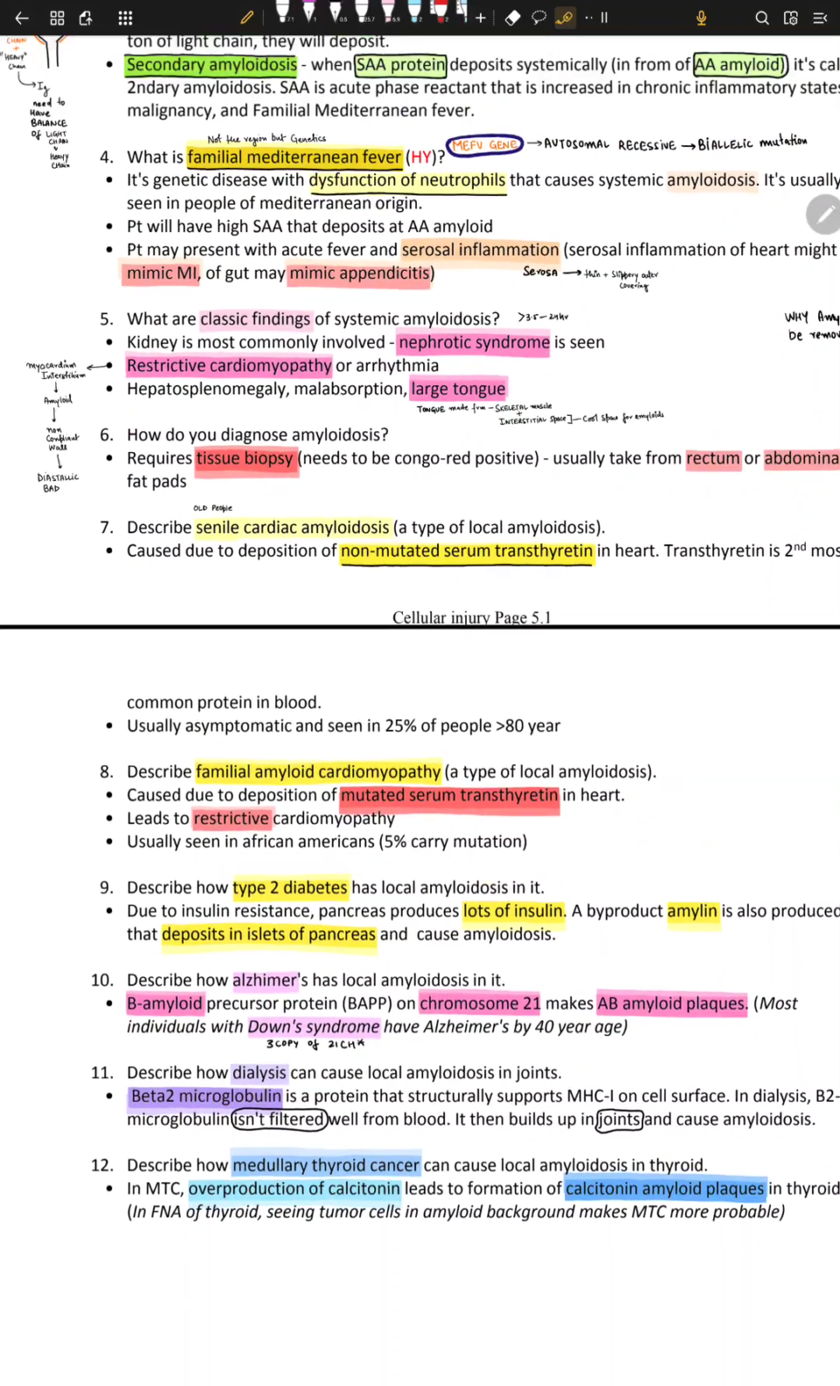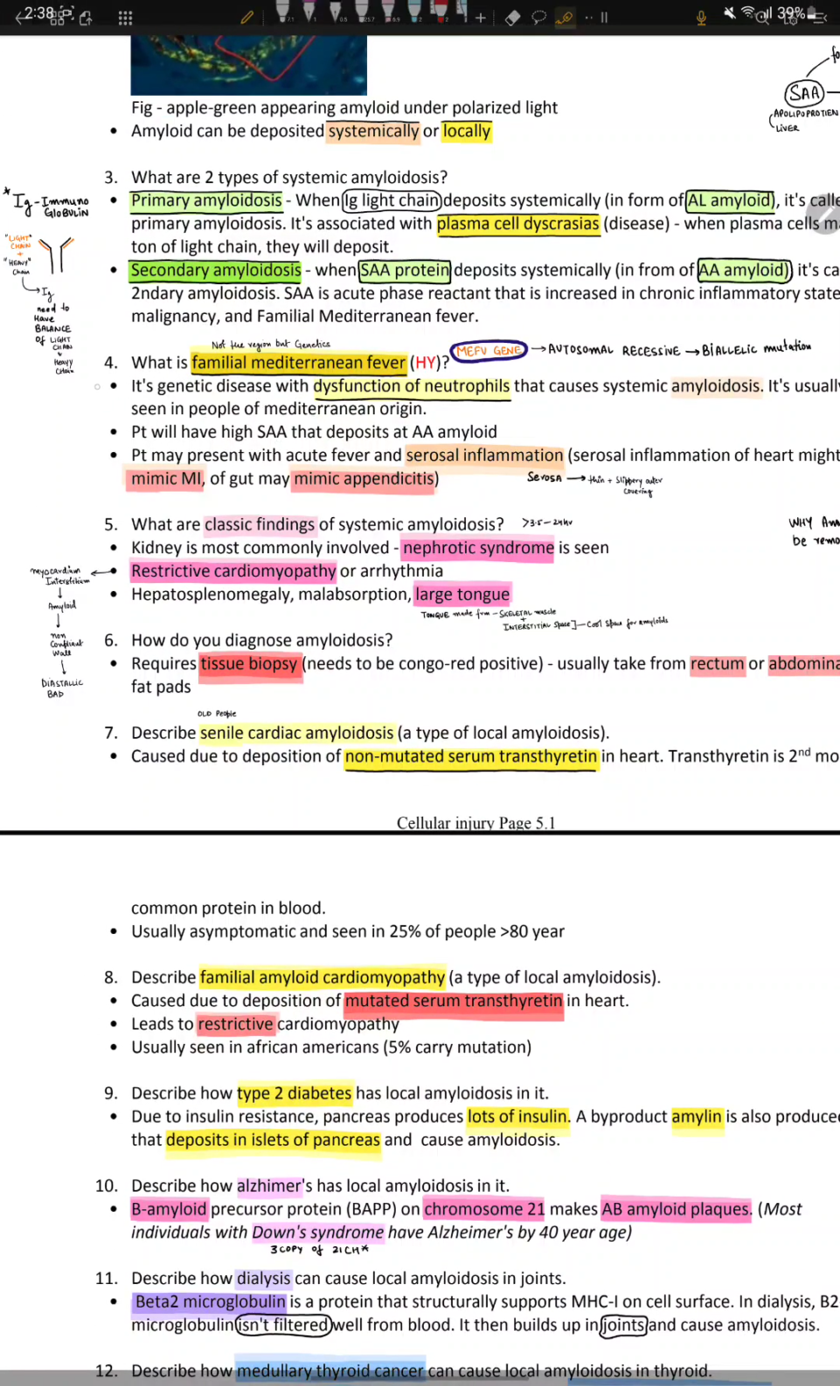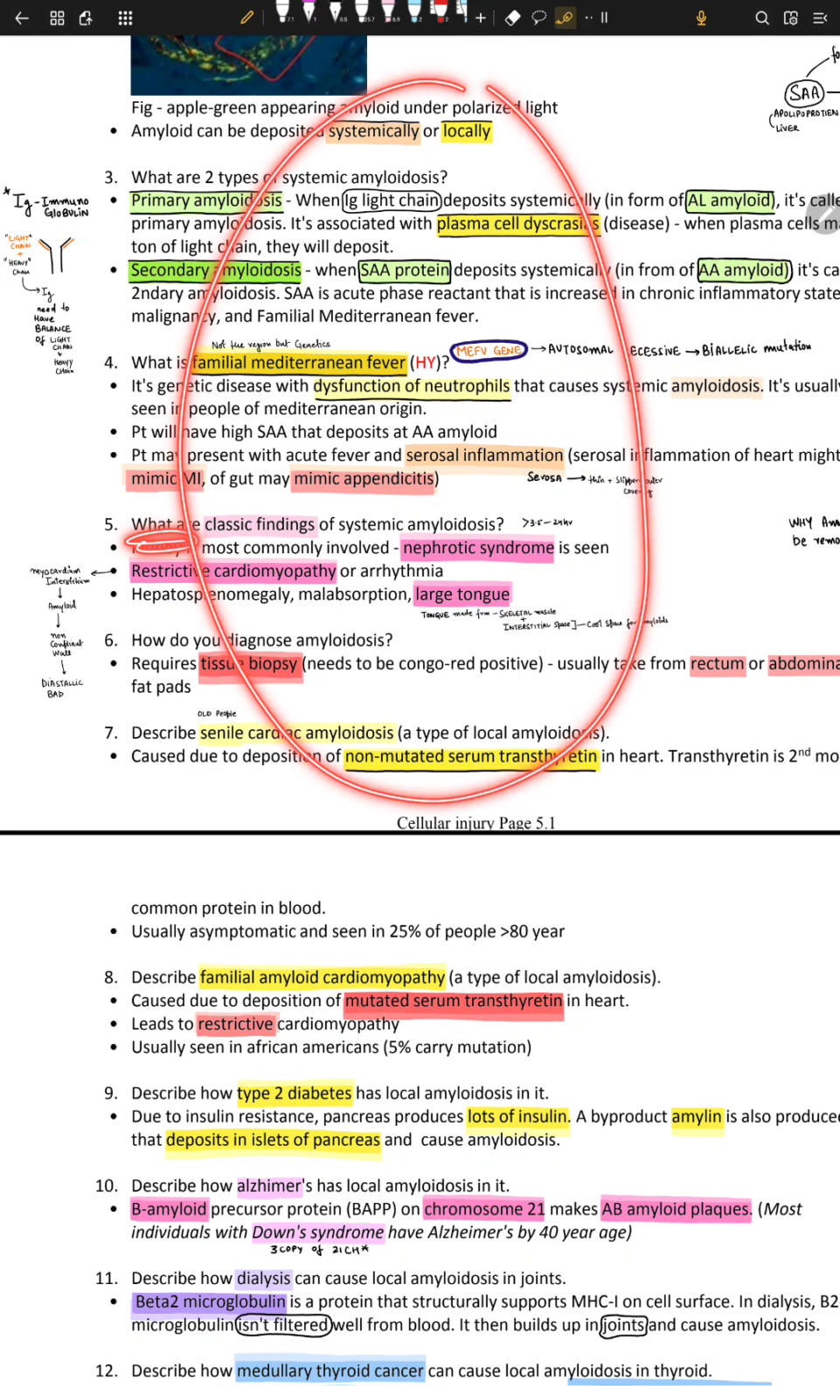Okay, so systemic, let's revise. Familial Mediterranean fever: the MEFV gene is messed up, causing dysfunction of neutrophils, and systemic amyloidosis, right? It's systemic. It mimics MI, it's not MI, it mimics appendicitis. And serosal inflammation is seen in people with familial Mediterranean fever. Another classical finding in systemic amyloidosis: whenever you see systemic amyloidosis, you will see a large tongue, malabsorption due to serosal inflammation, hepatosplenomegaly, and restrictive cardiomyopathy. What else? The kidney is damaged, because the amyloids are flowing throughout the blood, so the kidney is messed up.